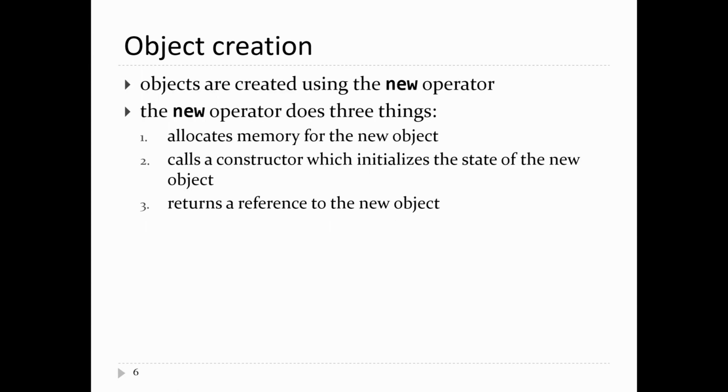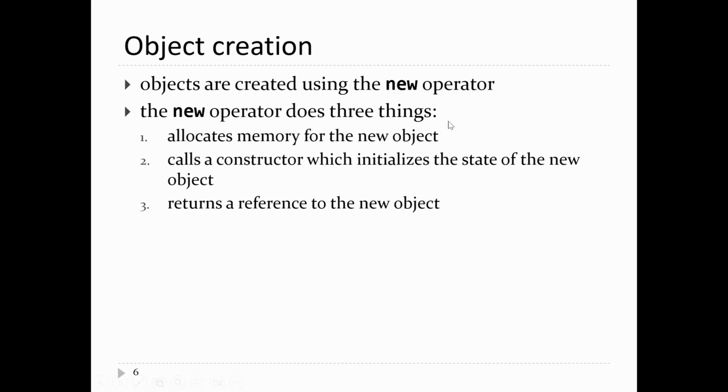So, objects are created using the new operator. When you want to make an object, you're almost always calling new. Now, many times you can call a method, and the method will return an object. But inside that method, there's almost certainly a call to new, or that method causes new to be called.